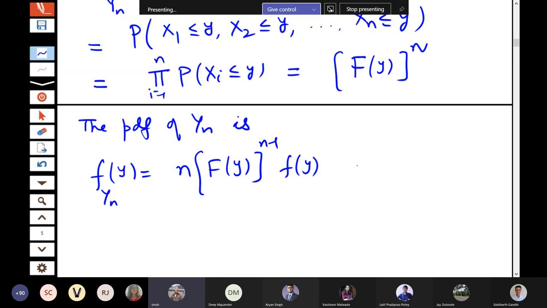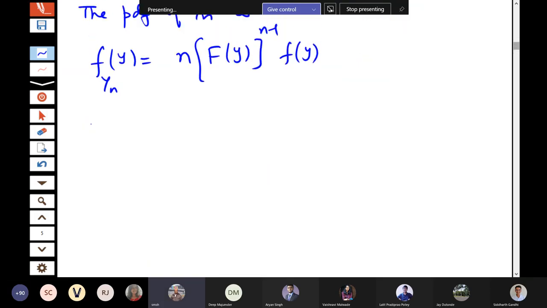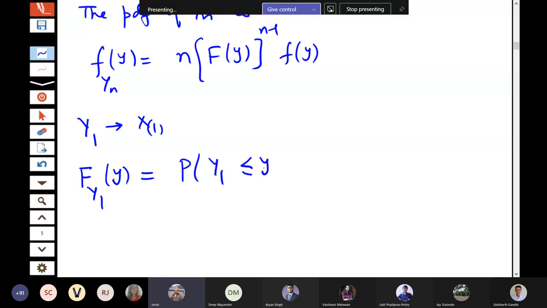Let us look at, similarly, the distribution of the smallest. Let us consider Y1, that is the smallest. So let us consider F of y1, that is the probability of Y1 less than or equal to y, that is the same as 1 minus the probability of X1 greater than y.